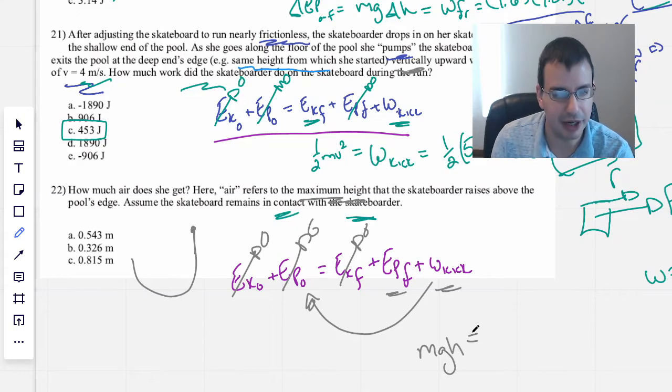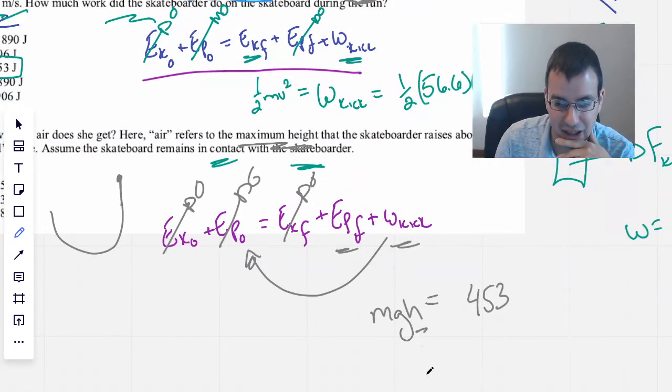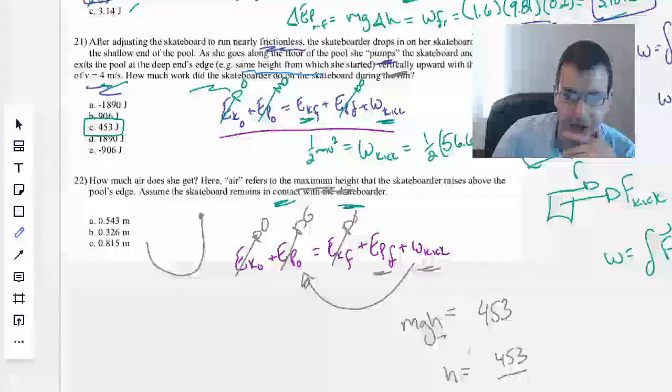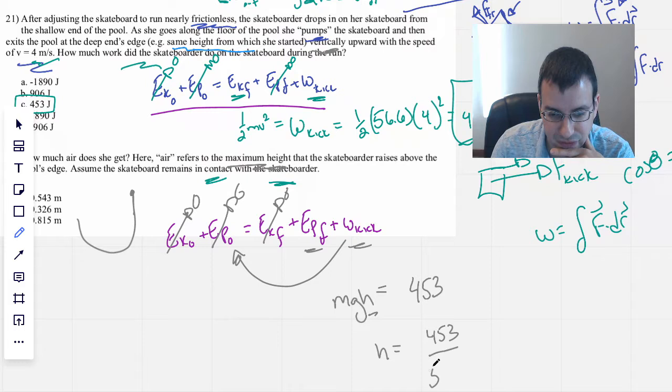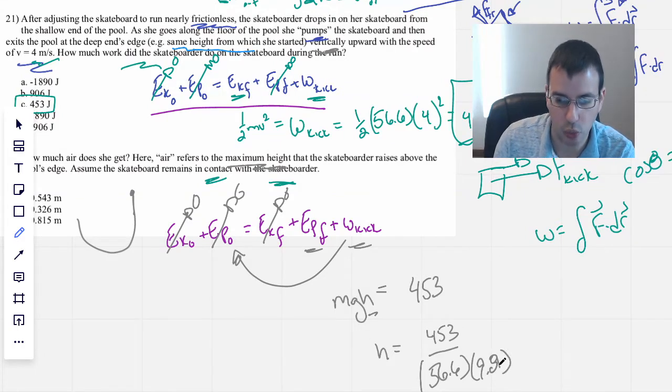I would have to be a little more careful with this if I had more variables, but since it's just 2, I'm good with this. Mass times gravity times height, that's potential energy, equals 453. And so we're looking for this height here. h equals 453 divided by 56.6, which is the total mass. And then we'll have to divide by 9.81. Okay, we can do this.